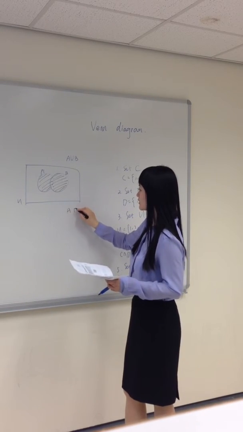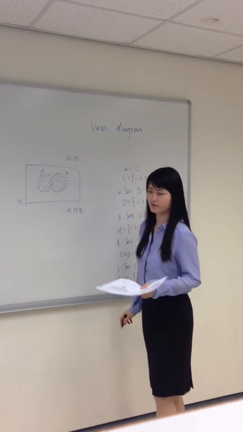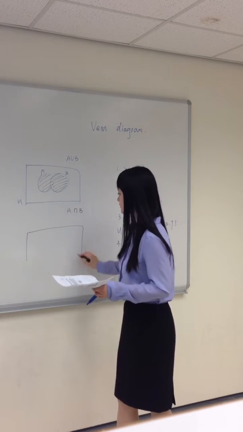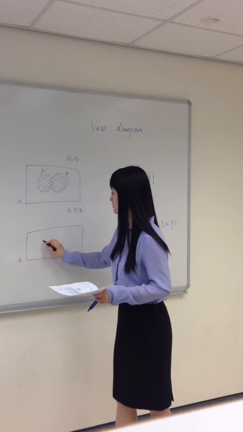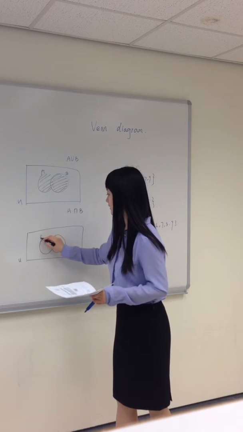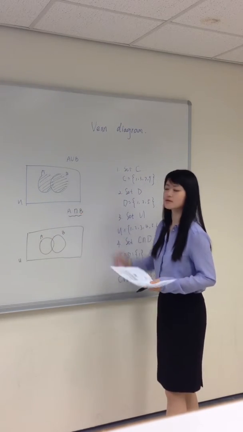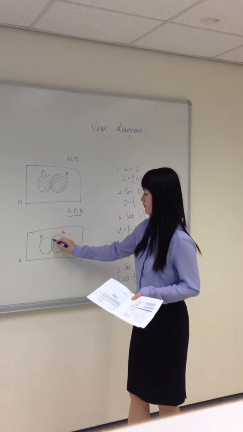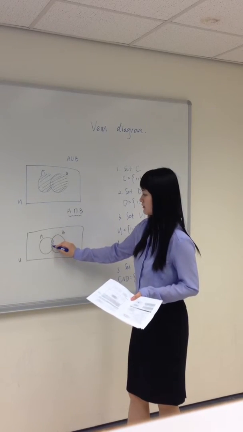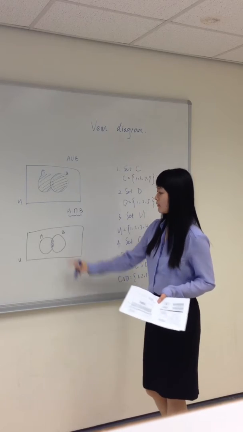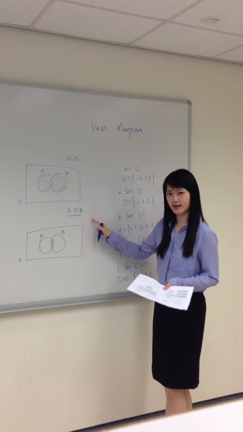Now how to draw the intersection set of A and B? So we use the union set first. A and B here. Intersection means the overlap area. So just look for the area that belongs to both. That would be the intersection set of A and B.